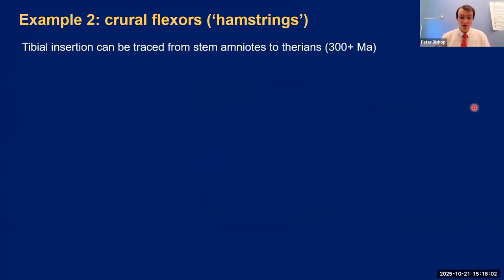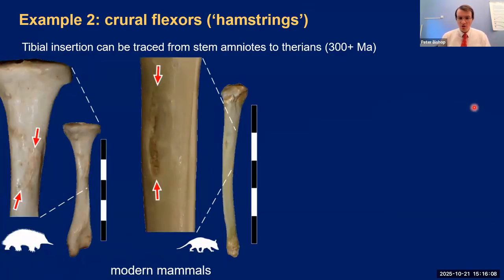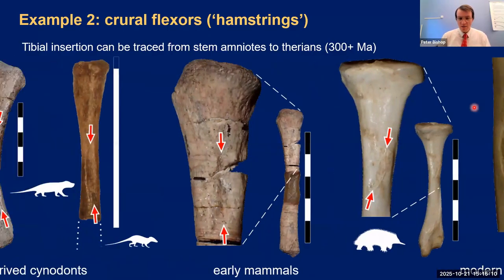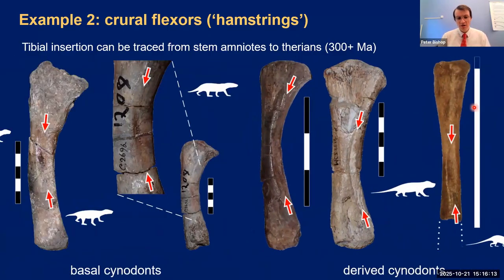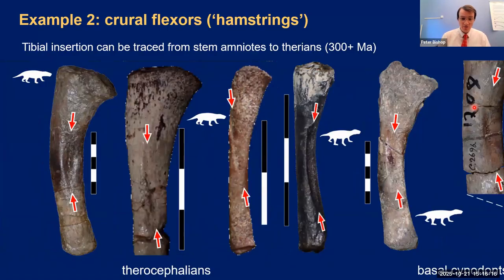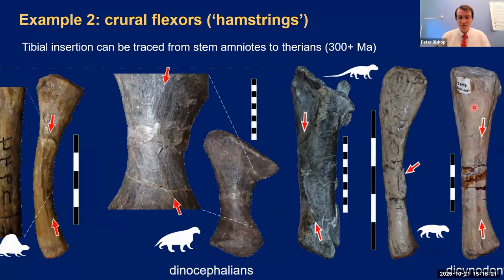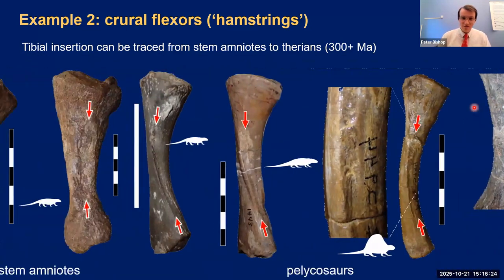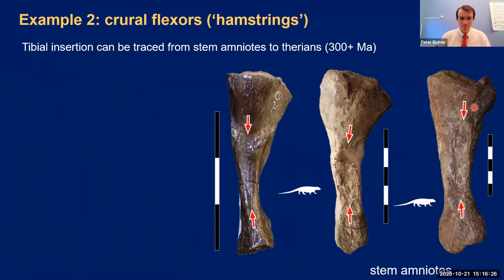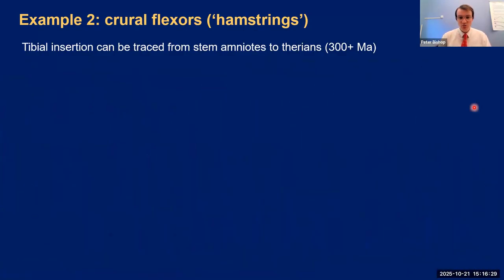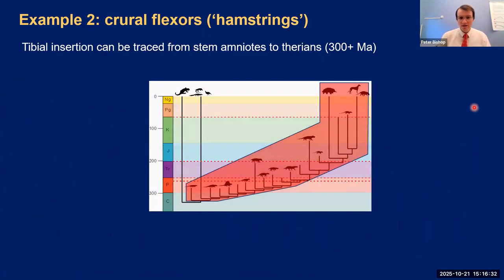And we can actually trace this for a very, very long period back through evolutionary history. So starting with modern mammals, we can find this scar in Mesozoic mammals and then into advanced cynodonts, into more basal cynodonts, then into therapsids like therocephalians and gorgonopsians and dicynodonts and even dinocephalians, down into pelycosaurs, and even outside of synapsids into stem amniotes. So we can actually recognize this scar of attachment, this insertion on the tibia, way down for more than 300 million years of evolution. So this muscle attachment is extremely conserved over a very long period of time.